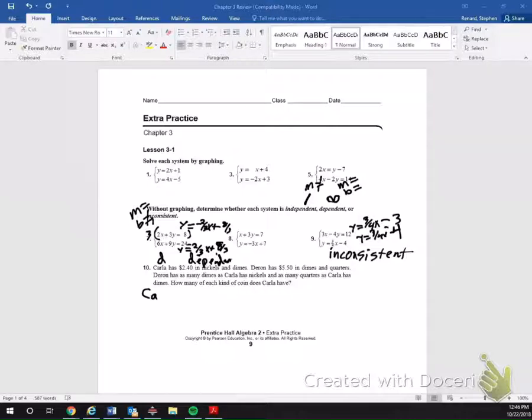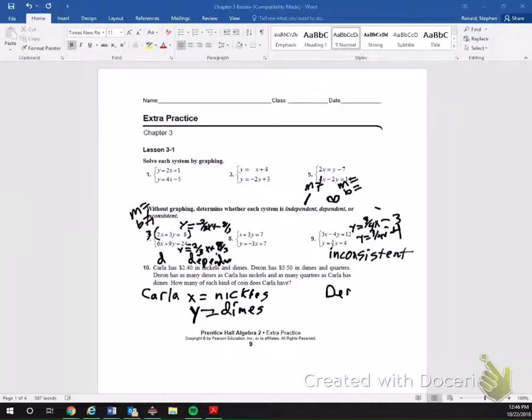Okay, now number 10, I had a little bit of trouble on number 10, I'm going to admit. So it took me a while to set up how to do the variables. So number 10, what I did was I had Carla's $2.40 in nickels and dimes. So I said x is the number of nickels she has, and the number of dimes she had is y.